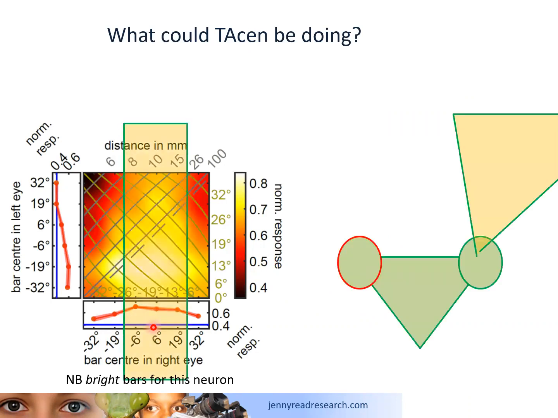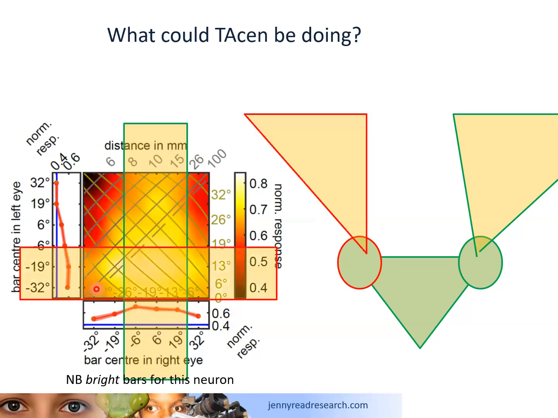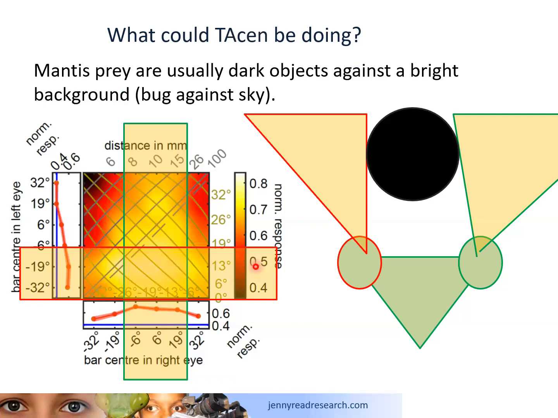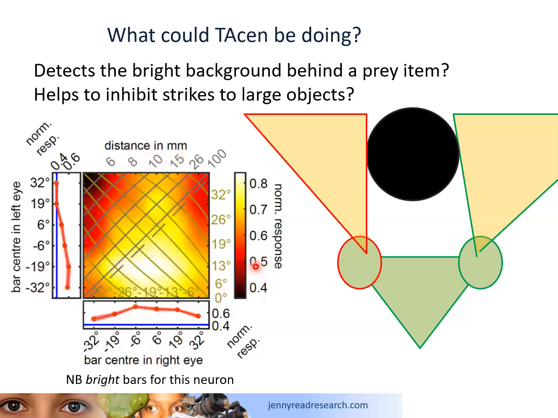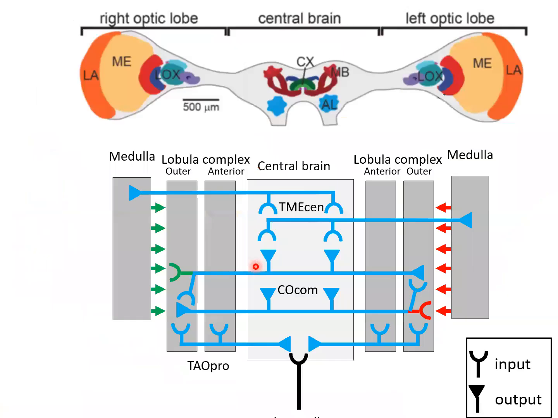It reminded me a bit of the tuned inhibitory neurons in primary visual cortex that certainly Enrico will be familiar with, and maybe some of you, which seem to be doing the wrong thing. They respond more to anti-correlated stereograms than correlated ones. If you look at this neuron, I'm trying to back project, where is it looking? It's responding to bars in the right eye at this sort of location, and in the left eye at that sort of location. So it's suggestive that mantis prey are usually dark objects against a bright background, and this neuron almost seems to be looking out for the background rather than the bug. Could that help it inhibit strikes to excessively large objects? I don't know, but that's the sort of thing I'm thinking about.